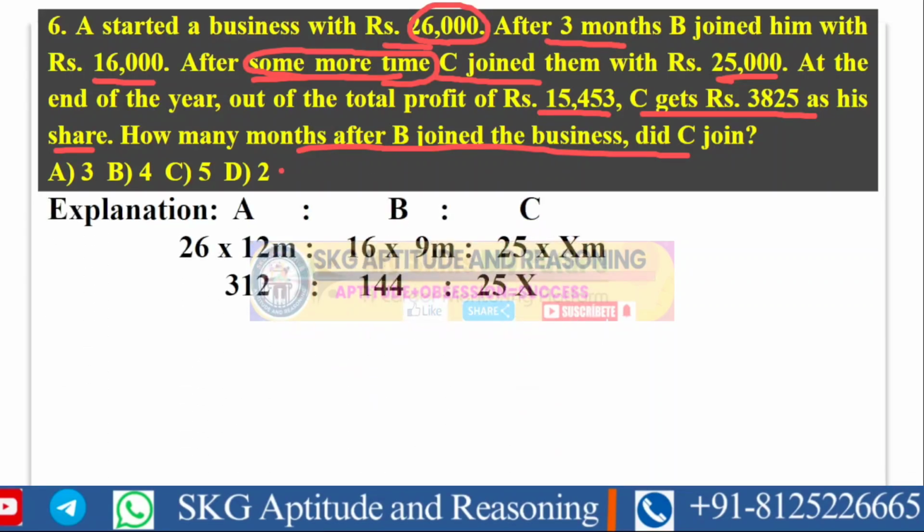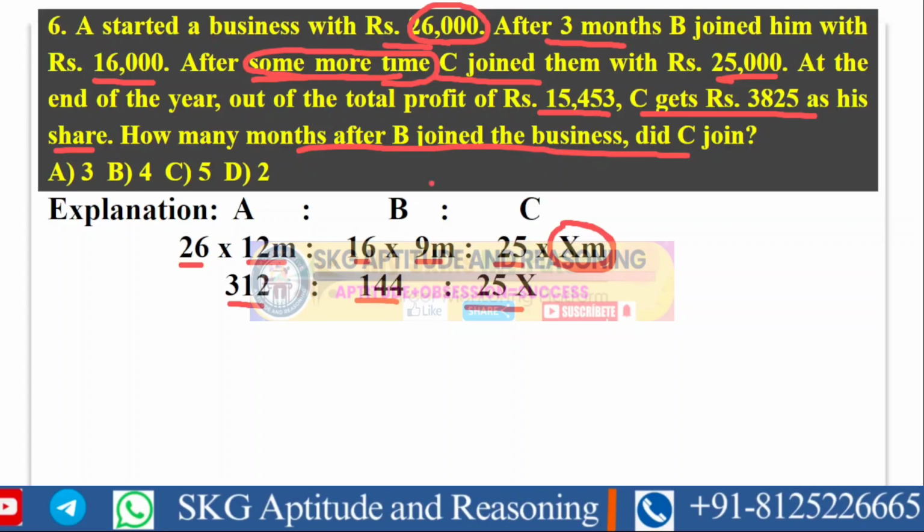So see here, if we take the ratio, A is investing an amount of 26,000. We are eliminating the common numbers, the three zeros. A was in the business for the complete year, that is 12 months, and B invested 16,000. B joined the business 3 months later, which means B was in the business only for 9 months, and C invested an amount of 25,000, and let us assume he was in the business for X months. That is not our answer, we'll find it later. If we simplify, it will become 312 is to 144 is to 25x.